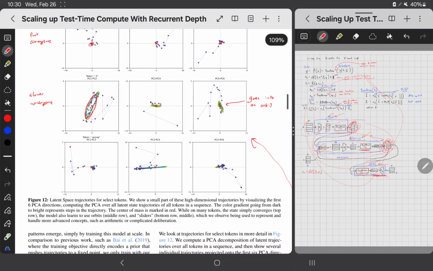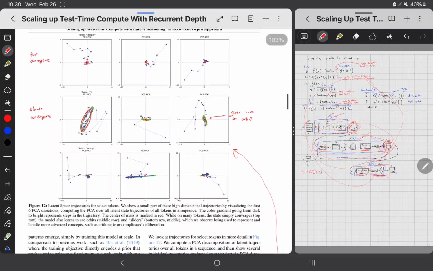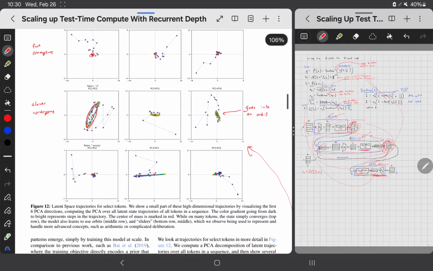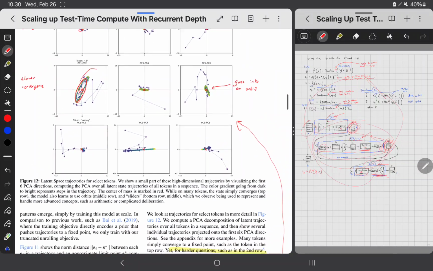So yeah, I don't know what that means. They don't go into it that much, but it's interesting. This is kind of more for tricky problems, like it goes into this orbit around this point here, and it goes into this orbit for more tricky problems. Like they mention here, this is the answer here for the value 3. It goes into an orbit. So for more tricky problems, it goes into an orbit around some point.